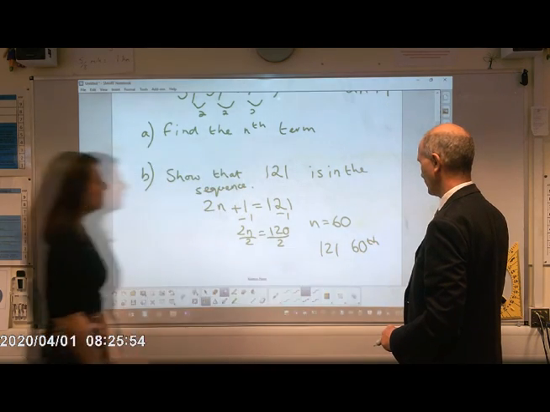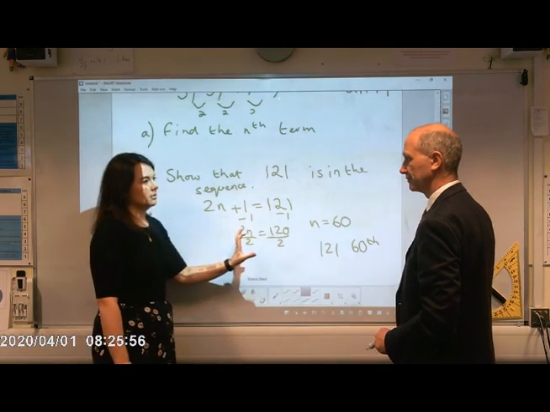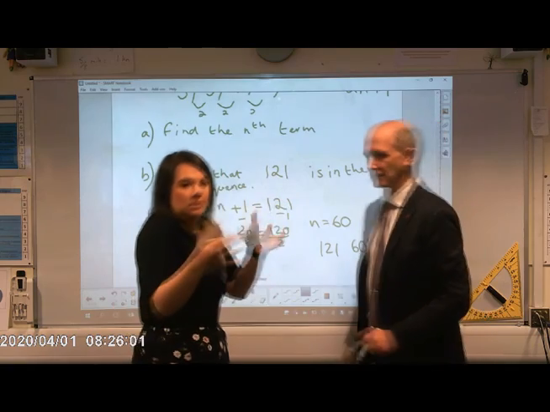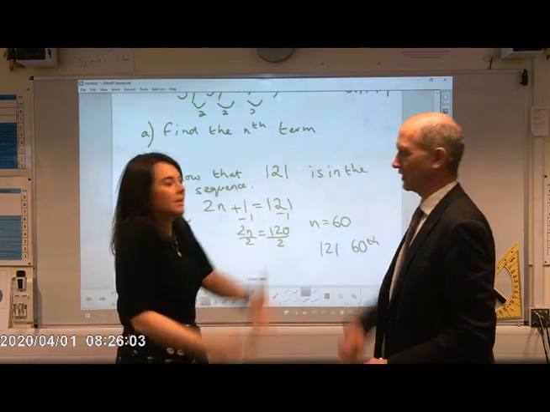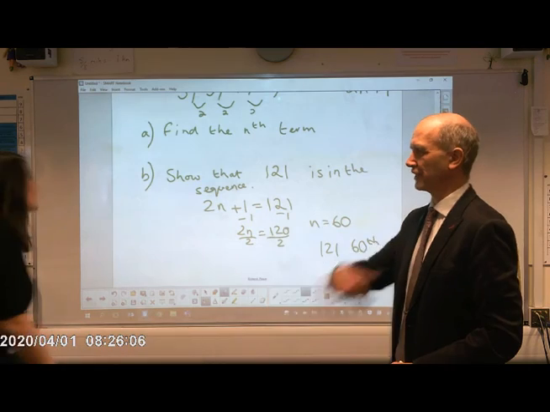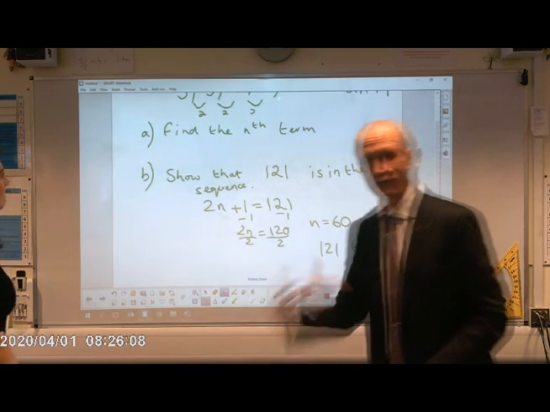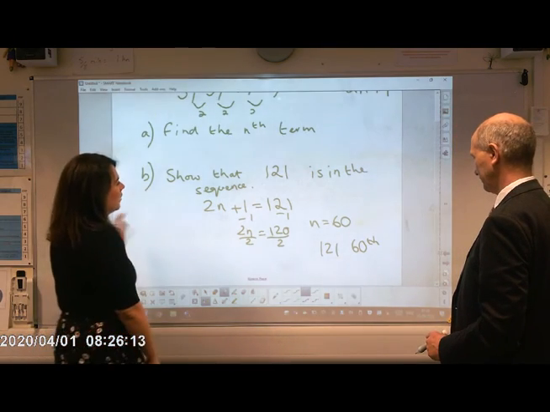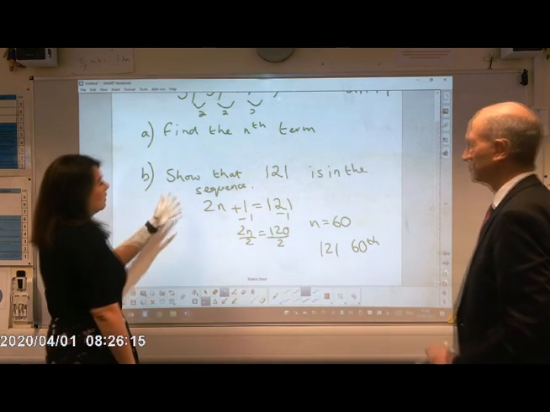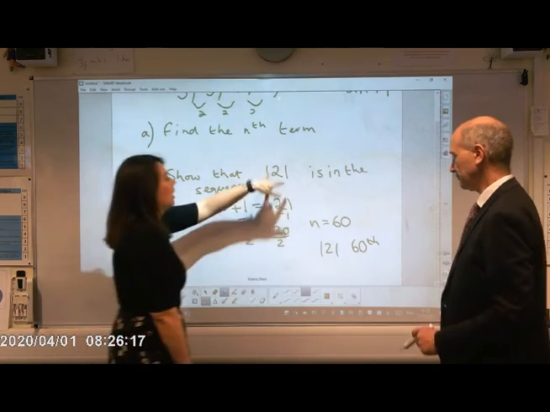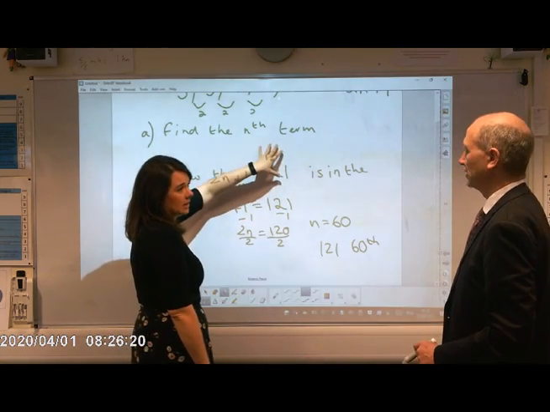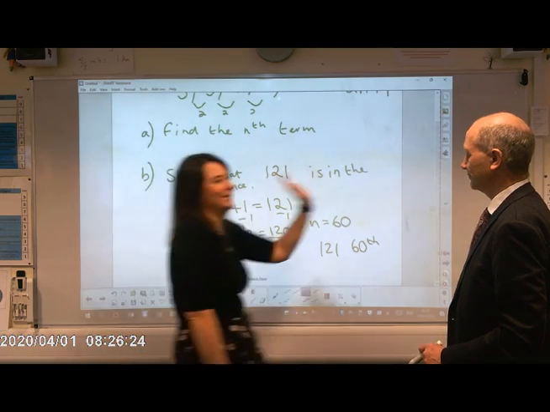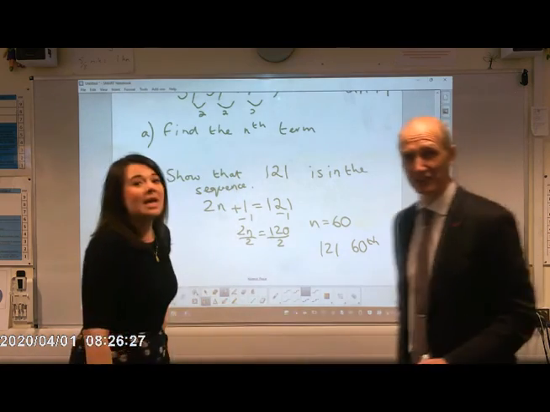Now, if I don't get a whole number, that means it's not in the sequence, because there isn't a term in the sequence that would give you that. It has to be a whole number, because it's either the first, the second, the third, the fourth. It can't be the 5th and a half, because the 5th and a half doesn't actually exist in that sequence. So that could be something that it asks you. In this one as well, you could have said 121 is odd, therefore it is in the sequence. Or if I was to write out my sequence until I get to 121, you could do it that way. It takes you a long time.